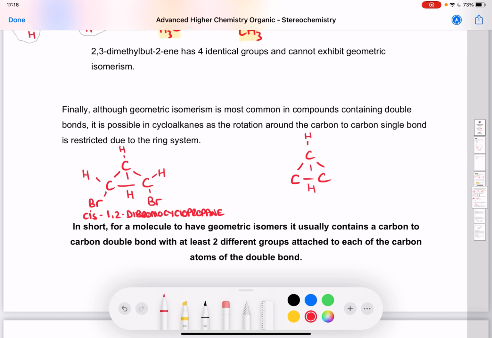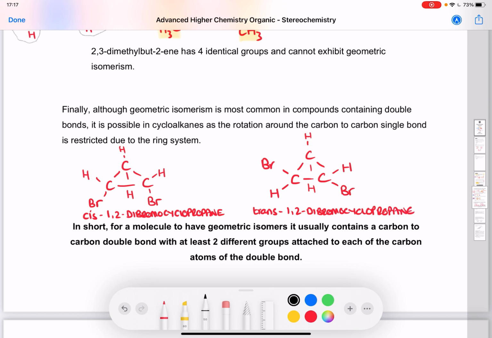This carbon at the back doesn't really have too much to do with the geometric isomer. Now for the carbon on the right hand side, I'm going to pop the hydrogen and the bromine in exactly the same places, but for the one on the left, I'm going to pop the bromine pointing up and the hydrogen pointing down. And that would be our trans isomer. So that would be trans 1,2-dibromocyclopropane.